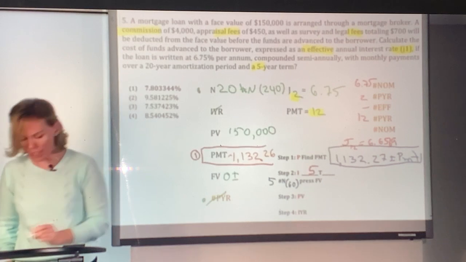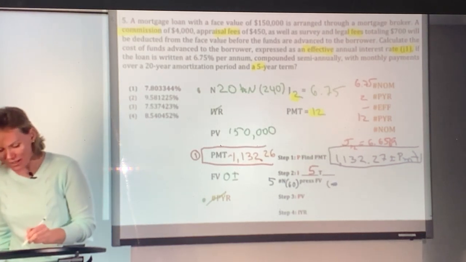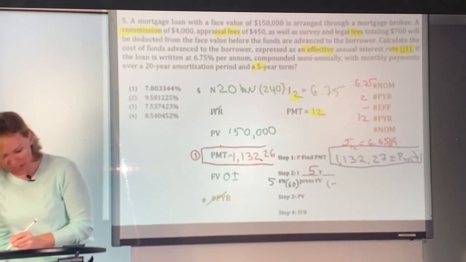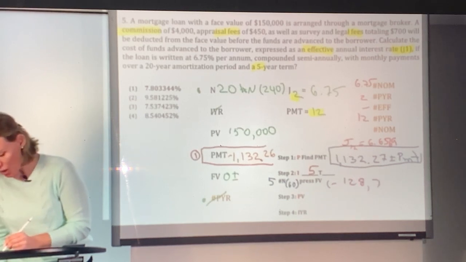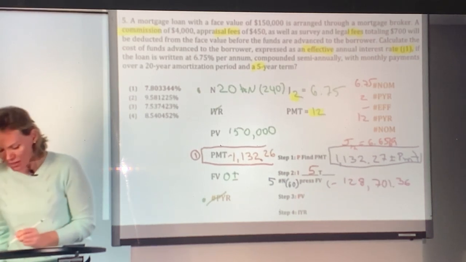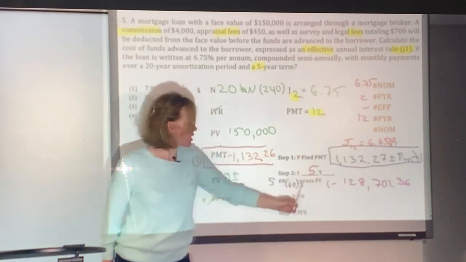Then you press the future value, and it should come up as a negative number, right? It has to come up as a negative number. And what did you get as the future value? Negative 128,701.36, okay? So this is my outstanding balance. This is what I got so far by pressing the future value.